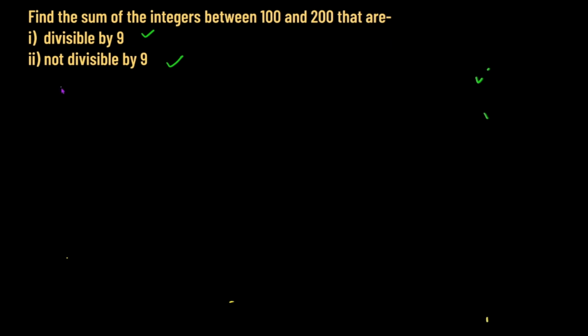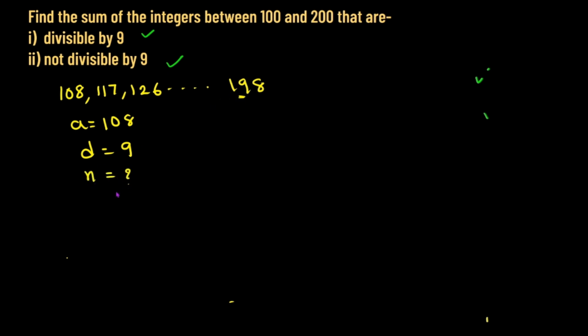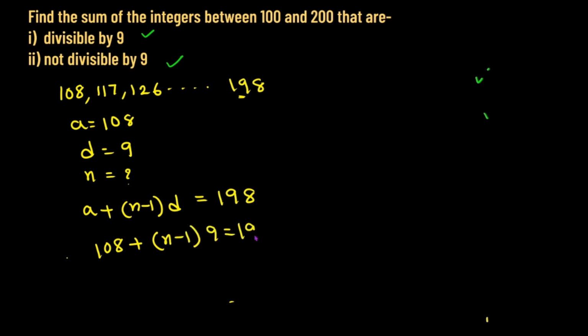So the series is 108, 117, 126, and so on, up to 198. The first term is a, which is 108, and the common difference is d, which is 9. We need to find the nth term, the term that is 198. So the nth term is the first term plus n minus 1 common differences, and that is given as 198, right? So here a is 108, plus n minus 1 times the common difference 9, is equal to 198.